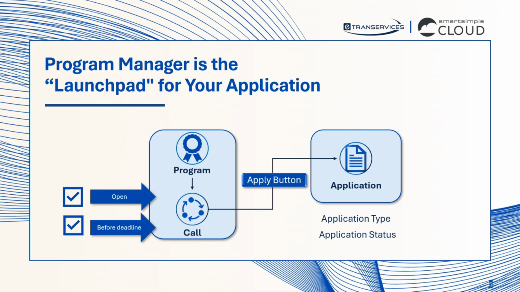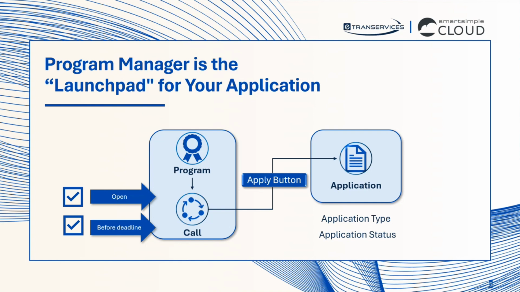If you're already a SmartSimple user, you're probably familiar with the Program Manager UTA. The Program Manager is used to launch an application. Programs are divided into calls, which are typically activated on a cyclical basis. So when a call is open, that means applications are being accepted for that program. Calls are typically open for a specified period of time, but that's not always the case. They can also be open indefinitely or closed whenever all funds have been awarded.